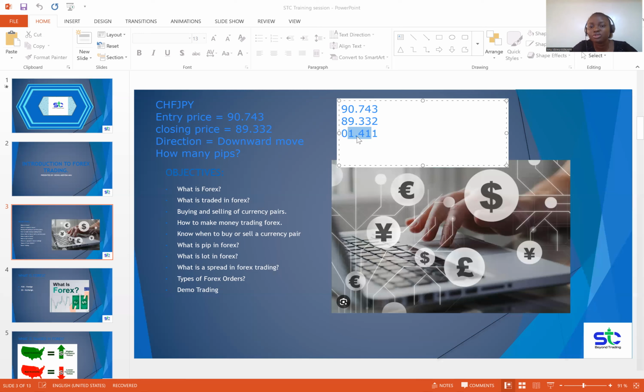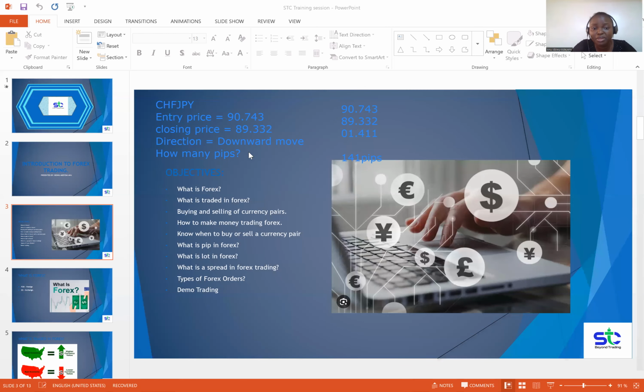Now, anytime you want to know the number of pips, please ignore the decimal point. So from this, the pip is 141 pips. This means that the market has moved 141 pips. How many pips has price moved? It is 141 pips. So this is all.